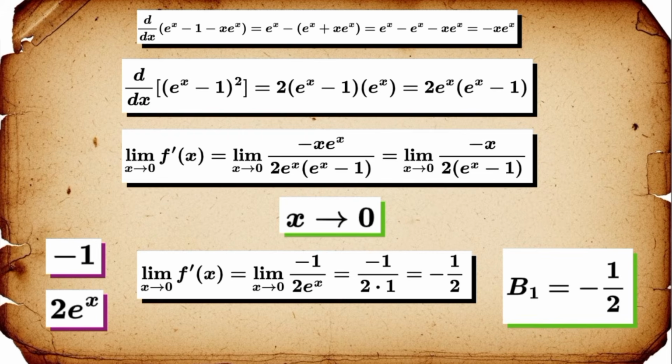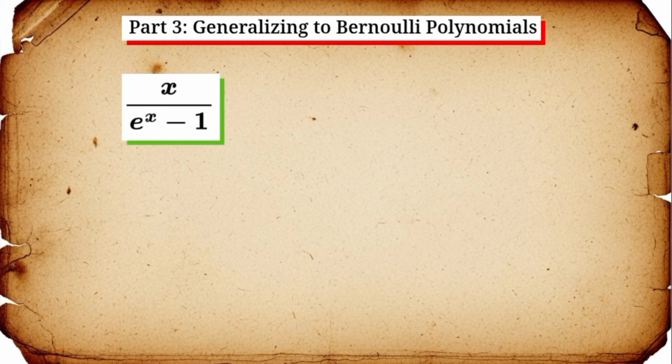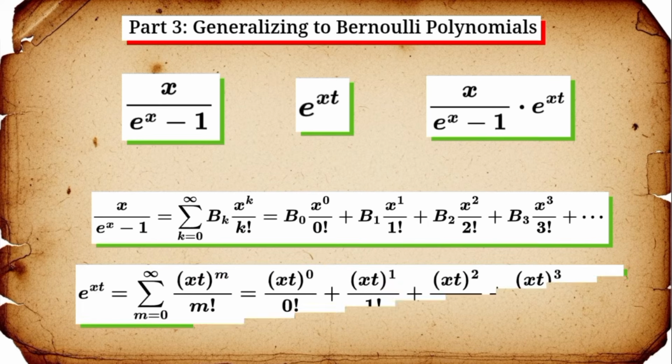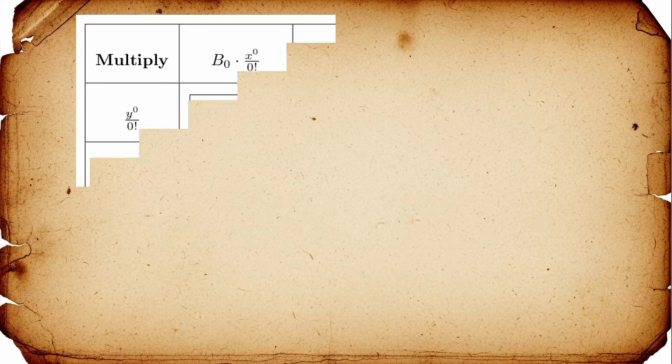The generating function works. Euler generalized this idea by considering the product of our generating function x over the quantity e to the x minus 1 with e to the xt, where t is a new variable. The product is displayed. We know the Maclaurin series for both parts. The series for x over the quantity e to the x minus 1 is shown, and the series for e to the xt is also displayed. We multiply these two series again using the Cauchy product.